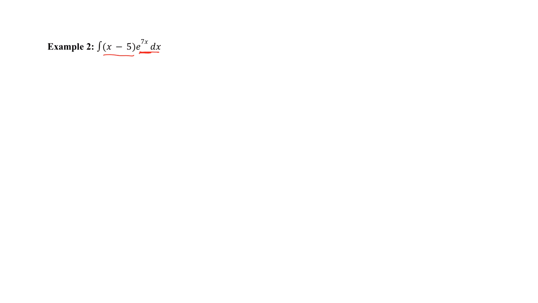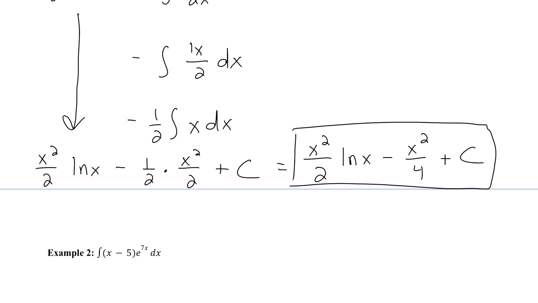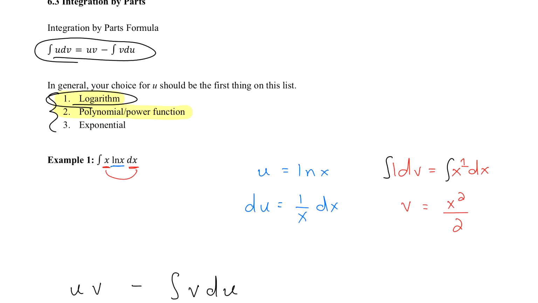So you can try and use substitution if you'd like. It's unfortunately not going to work out for us. So if I recognize this is an integration by parts problem, I need to first of all decide what's going to be my u and what's going to be my dv. And I can scroll back up here just in case we need a refresher.